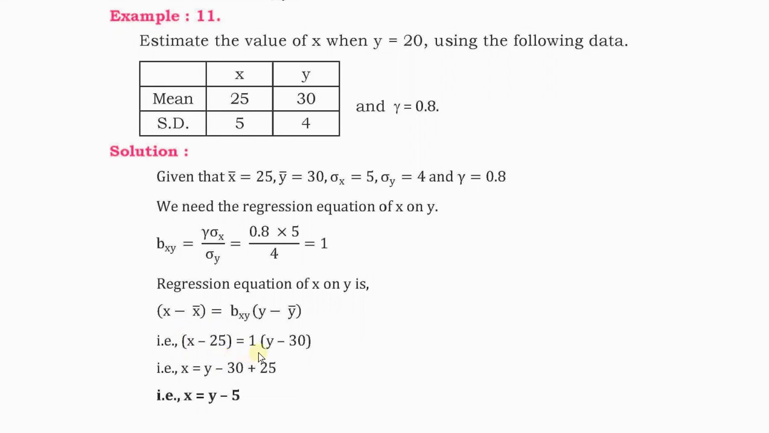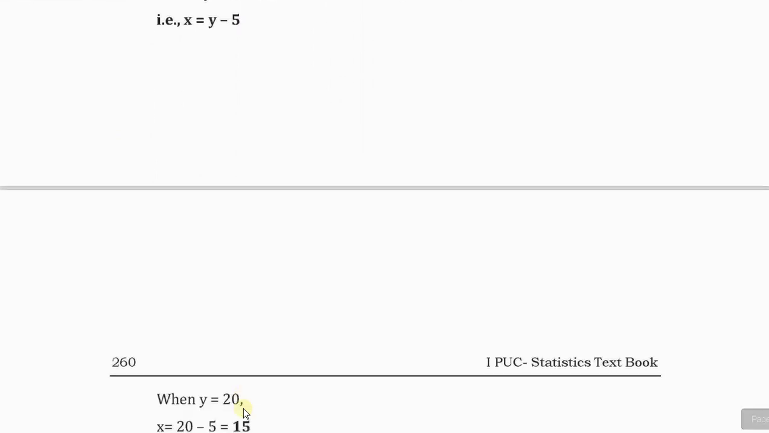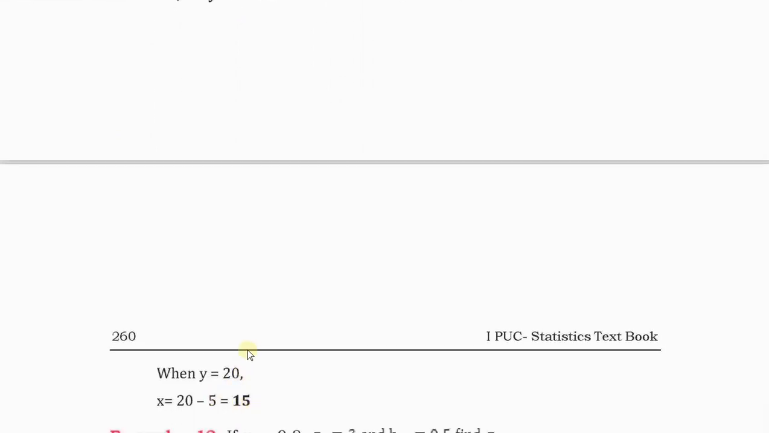Now that we have estimated the regression coefficient, we shall go for the further step. X minus 25 is equal to 1 into y minus 30, that is x is equal to y minus 30 plus 25. Therefore x is equal to y minus 5. So if we take the value here, when y is equal to 20, then x is equal to 20 minus 5, that is 15 is the answer.